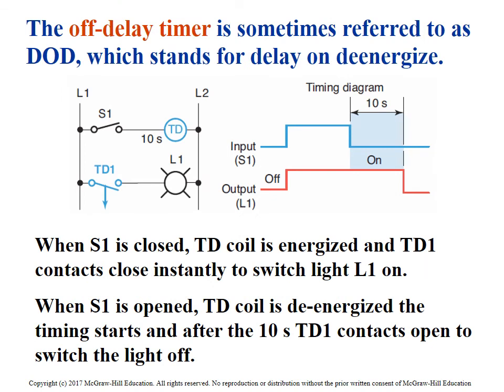Same principle for the off delay. The difference with the off delay is when it sees this contact come on, the output of the timer turns on immediately, and then when the input turns off, that's when the timer starts timing and keeps the output on for some period of time that you have selected. At that very point when it reaches that time, it turns off. The output of the relay turns off, or the timer turns off.